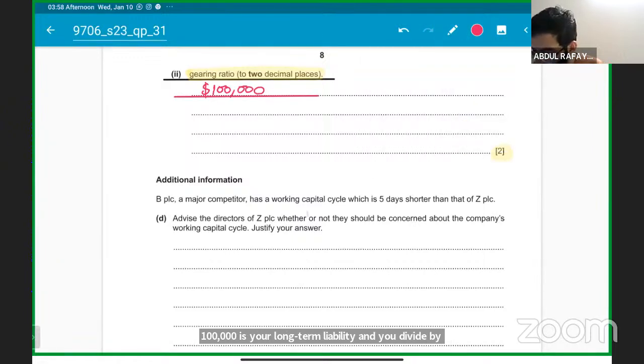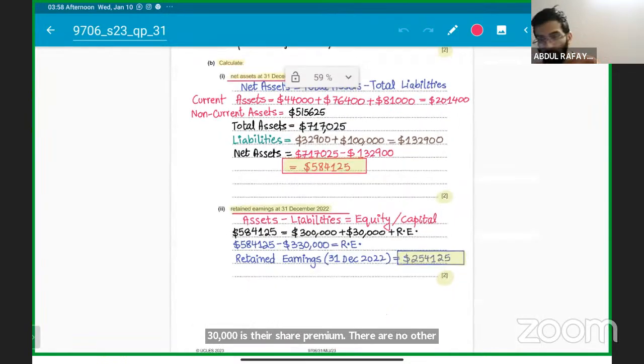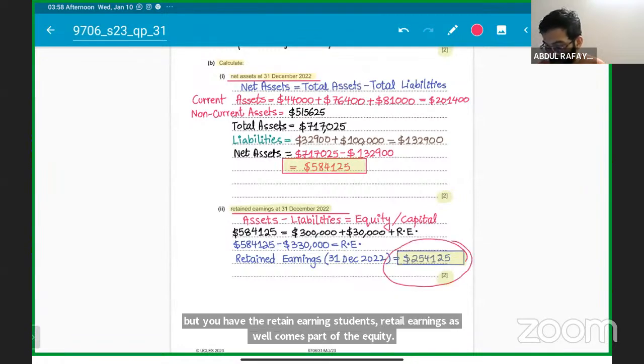If you divide it by equity, you already know the equity: that 300,000 is the share capital, 30,000 is the share premium. There are no other reserves like general reserve or revaluation reserve, but you have the retained earnings, students. Retained earnings as well come as part of the equity. Okay, retained earnings closing balance you will take. Make sure students follow.